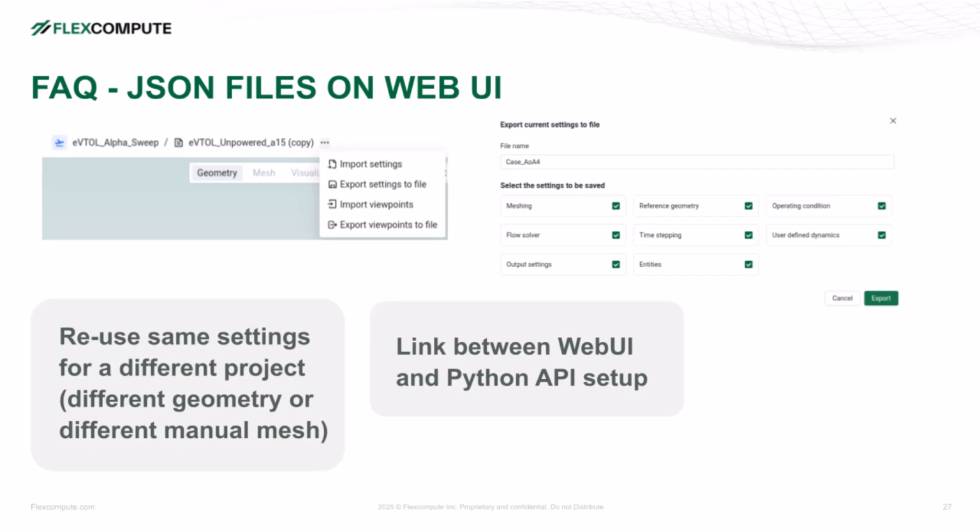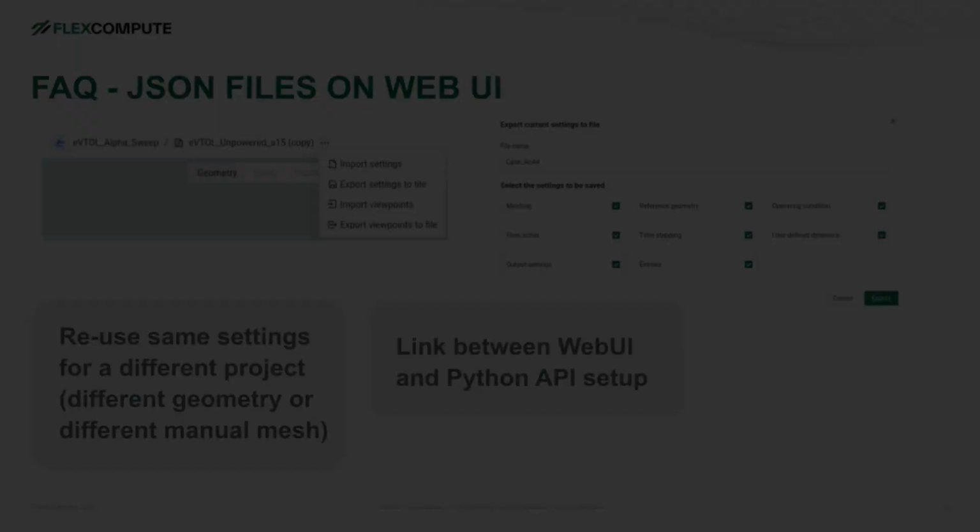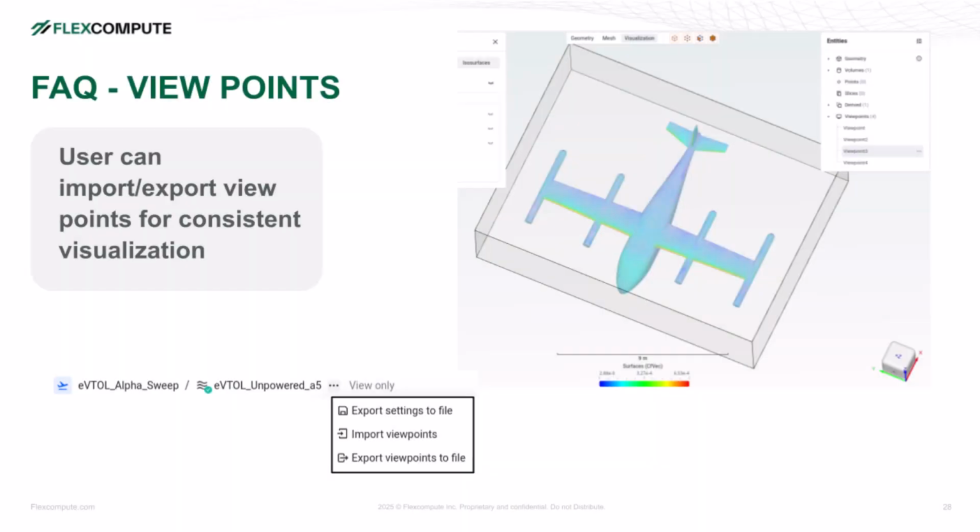One more useful feature is related to reusing an existing case setup through JSON files in the web interface. You can export a JSON file by going to the top navigation bar and clicking the ellipsis button and selecting Export Settings to File. You can customize which settings you want to export, and it will automatically create a JSON file you can adjust and re-upload to a different project in the web interface to automatically set up similar parameters for a new project.